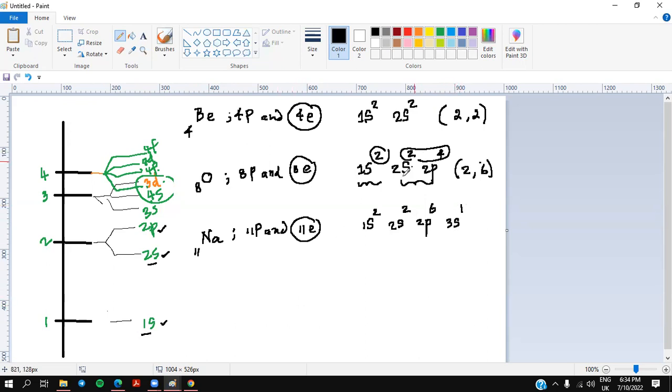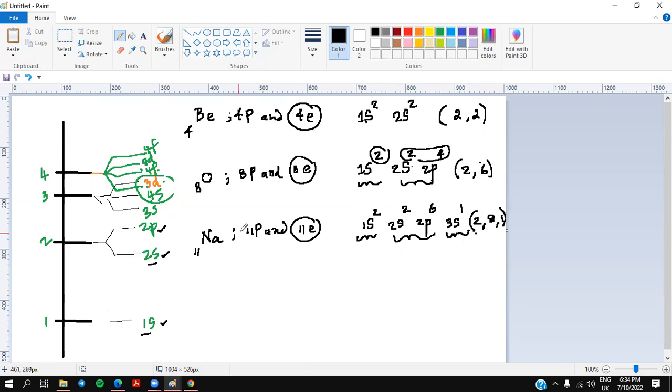3s1. In O level, we write 2, 8, 1, the electronic configuration for sodium. Why? The first quantum number has 2, 2s, 2p means the second quantum number has 8, and the third quantum number has 1.